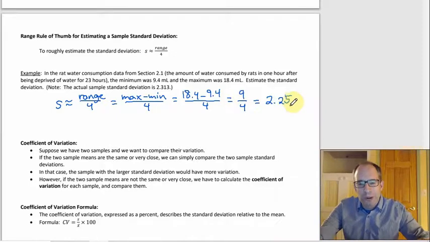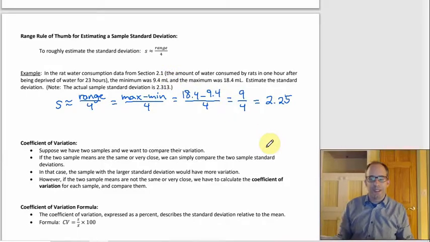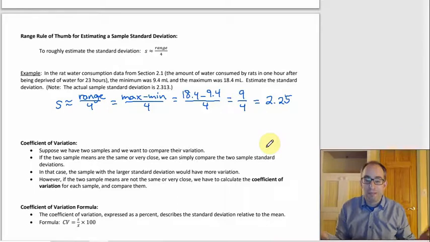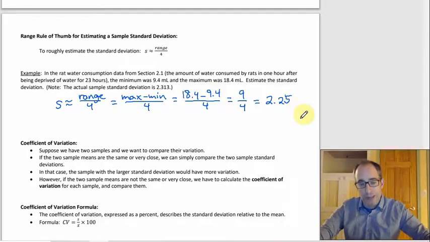A little low compared to 2.313, but considering if you didn't actually have the data set, but you did have the extreme values, it's not terrible. A lot of times it doesn't undershoot. A lot of times it overshoots.